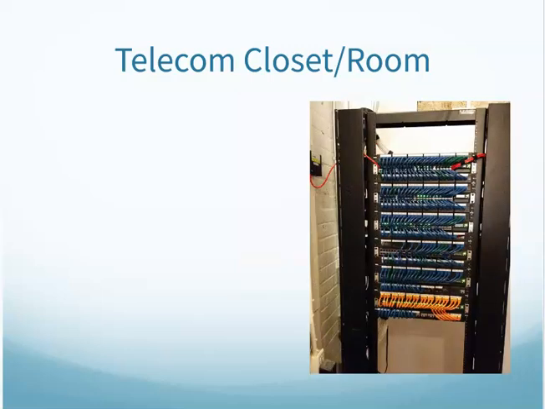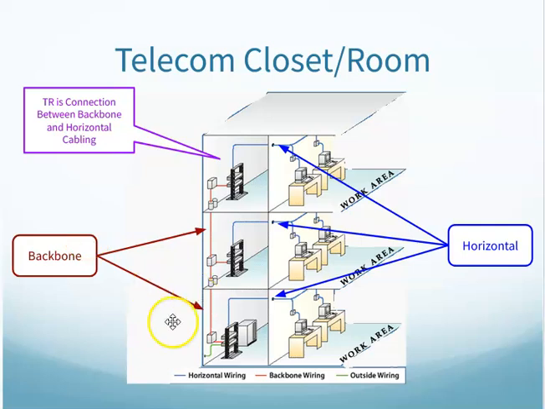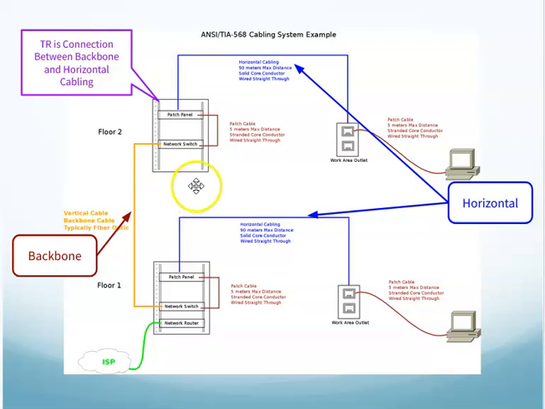Like I said, this chapter does a bunch of reviewing for us. So a little repetition is not bad. And here I remind you about, here's your backbone cabling between floors. Here's your horizontal cabling on the floor. The TR is that interconnection between the backbone and the horizontal cabling.